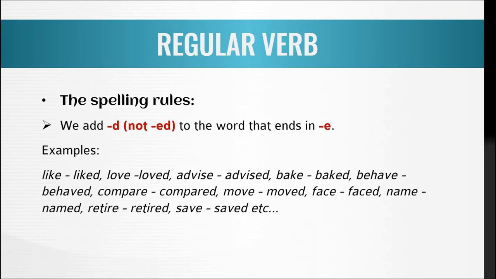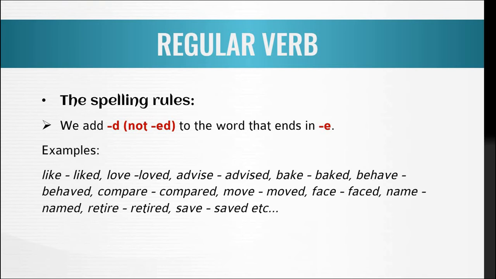What's the spelling rule for changing the regular verb to different forms? We add d, not ed, to a word that ends in e. In the first stage, we talked about adding ed to words when changing the form from present to past or past participle. But we simply add d to those words which already end in e, those words of which the last letter is e. So with these words we will be adding only d.